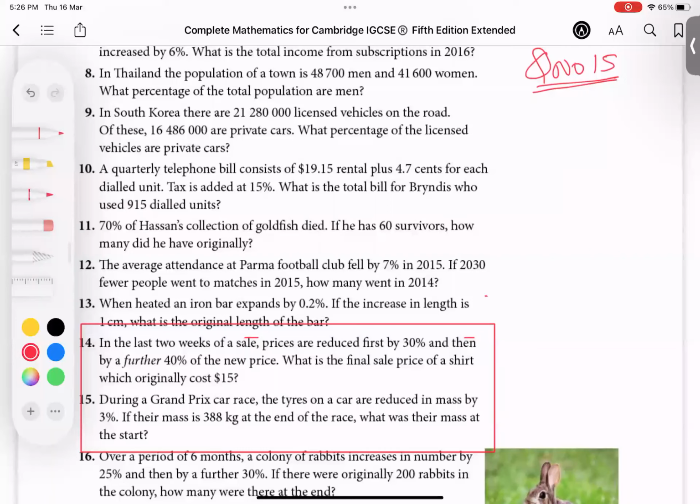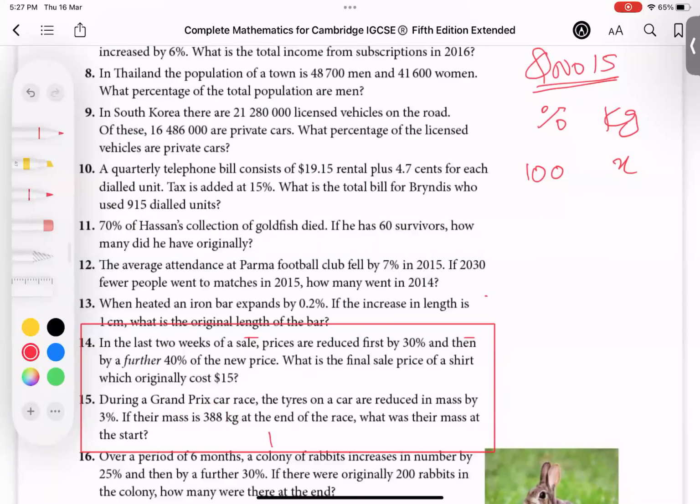Yes, question number 15. During a Grand Prix race, the tires of a car reduce in mass by 3%. If their mass is 388 at the end of the race, it means when there is a 3% loss, the new mass becomes 388. And find out the start. Start is called original. And whenever it is original, I'm writing here percentage, and here kilogram. And whenever I need 100%, it is called original. I think the idea is clear. Now 388 is after the 3% loss.